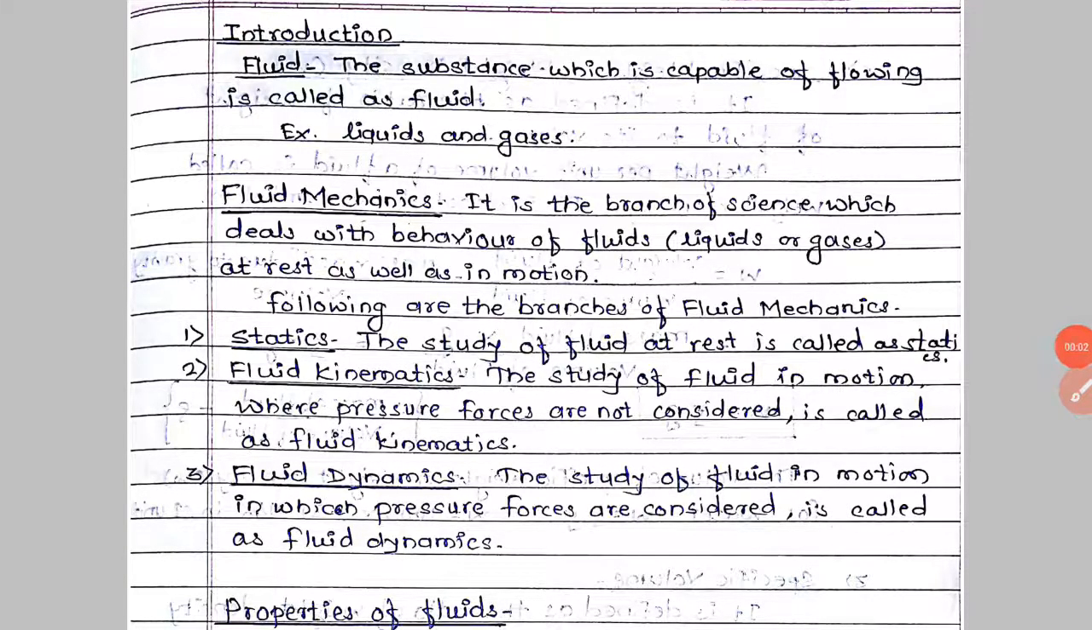In this lecture, we are going to study basic properties of fluids. So first we have to see what is fluid. The substance which is capable of flowing is called as fluid. Examples of fluid are liquids and gases. In liquids: water, petrol, diesel, different oils, etc. And in gases: air, carbon dioxide, oxygen, nitrogen, etc.